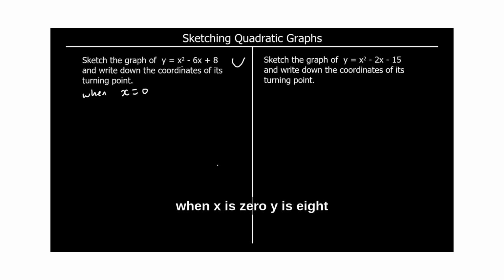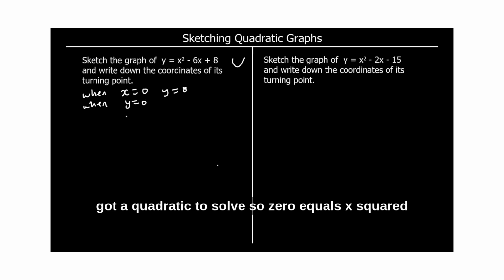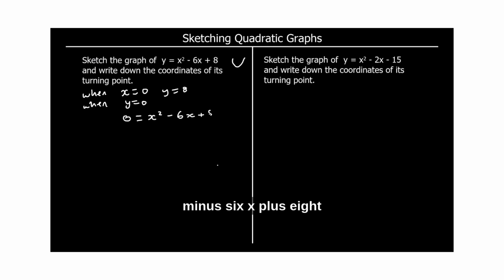So when x is 0, y is 8. So it crosses the y-axis at 8. When y equals 0, we've got a quadratic to solve. So 0 equals x squared minus 6x plus 8. That will factorize nicely. What multiplies to make 8 and adds to make a negative 6? It's negative 4 and negative 2. So it crosses the x-axis at 4 and 2.